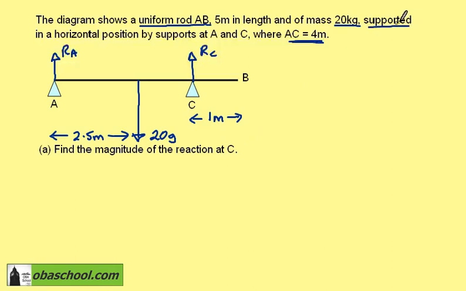We're now told that it's supported in a horizontal position. This implies that we are in an equilibrium situation, and an equilibrium situation suggests that the forces upward will be equal to the forces downward, and also that the anticlockwise moments will be equal to the clockwise moments. The moments must be equal whichever point we take our pivot about.